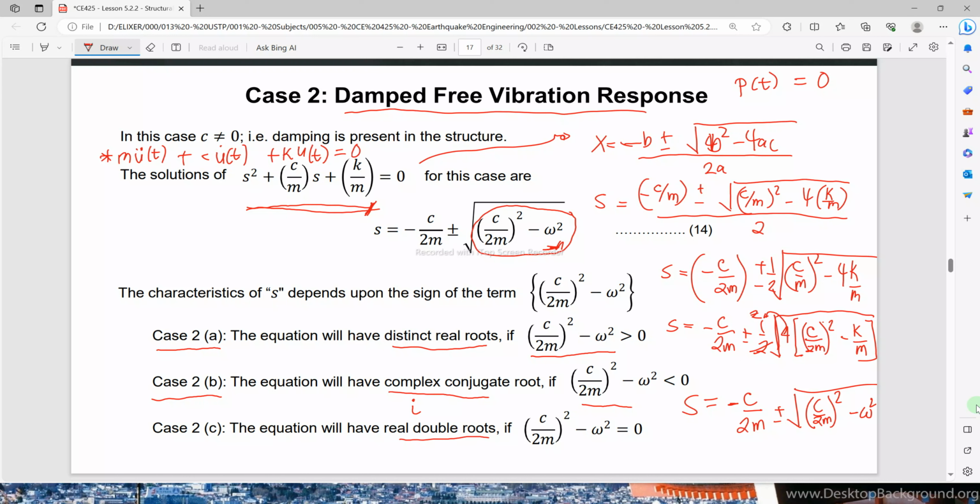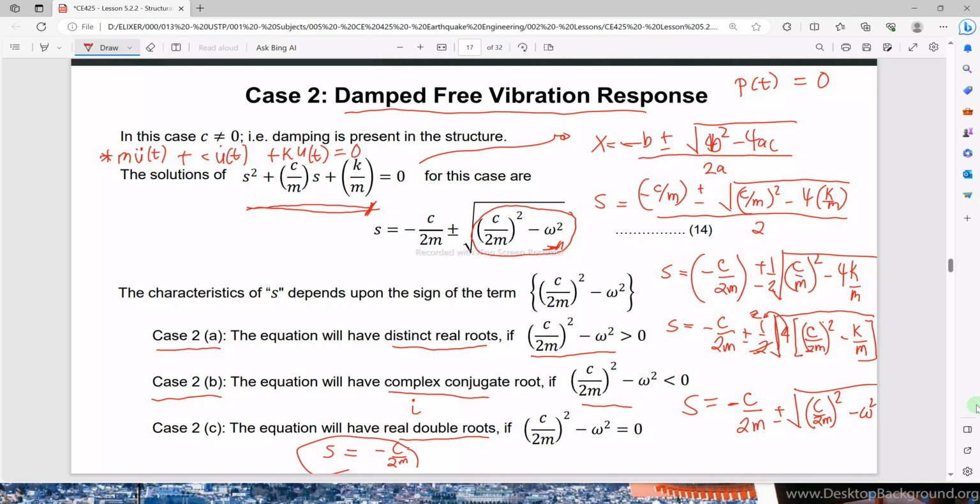If that is 0, we will have s is equal to negative c over 2m. This will be our root for case 2C.